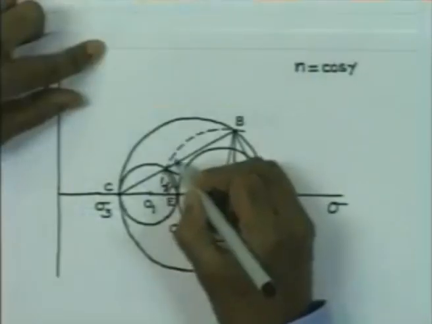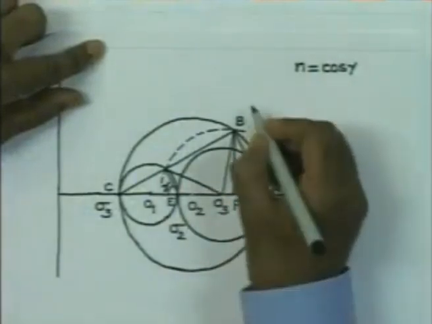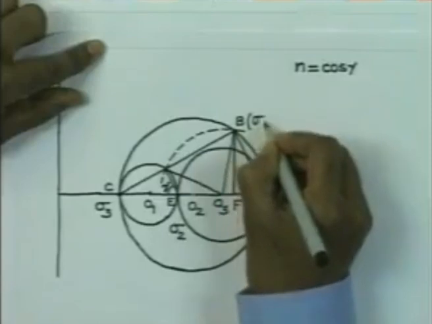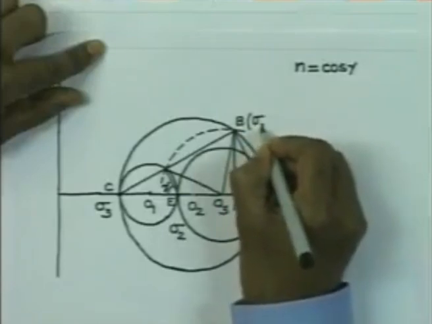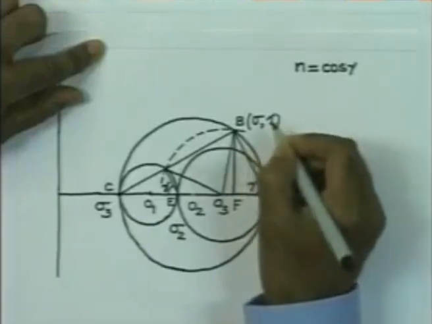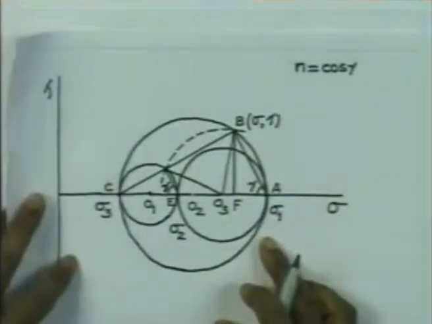Now we would like to show that all these stresses which satisfy n equal to cos gamma are going to lie on this circle. Now let us consider that for the stress on the plane that we are trying to find out, the normal stress is sigma and the shear stress is tau.